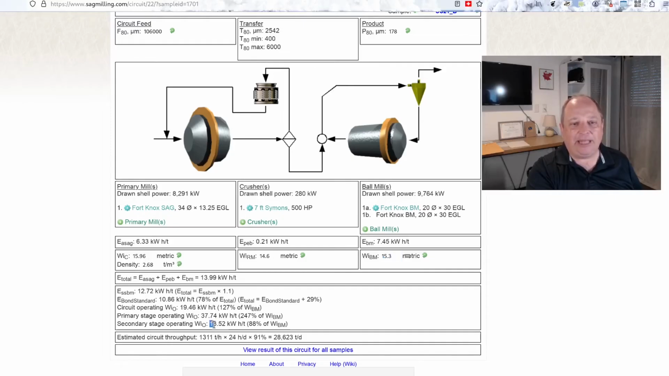And that manifests as an operating work index of the ball mill that is less than the laboratory measured work index. So the ball mill looks more efficient than what the laboratory says, but the overall circuit is slightly less efficient than what you would expect if you look at things like the Bond standard way of measuring circuit efficiencies, if you compare the operating work index to the laboratory work indexes and so on.